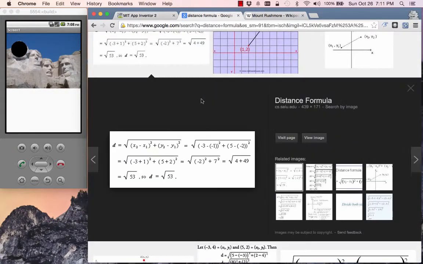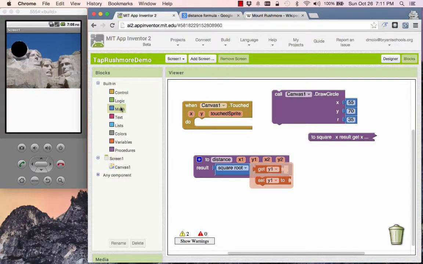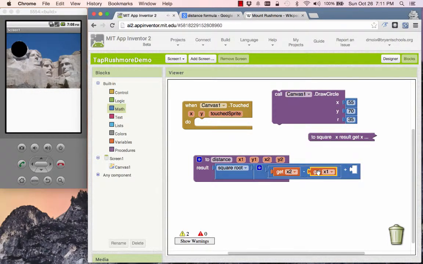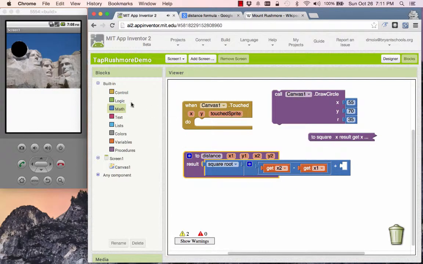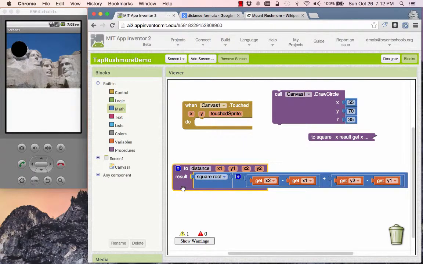So we are going to take the difference of x2 minus x1. So difference of x2 minus x1, and the difference of y2 and y1. Now, did I do it right, or have I missed something?